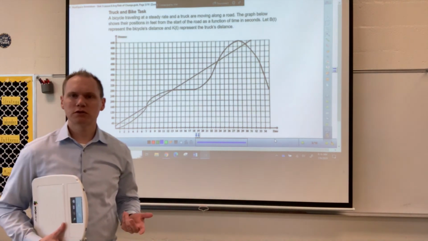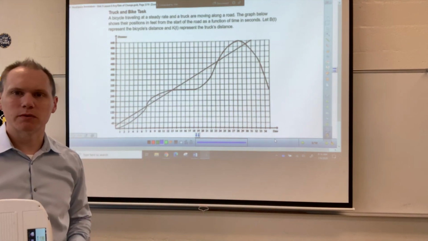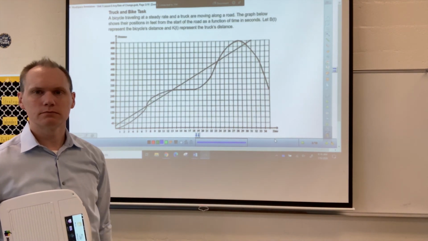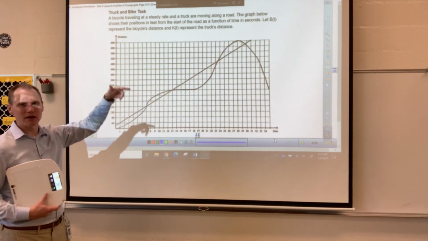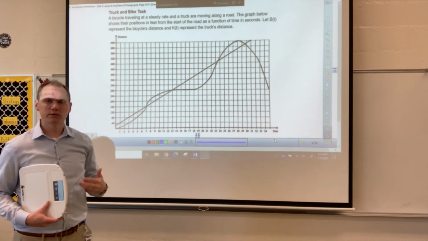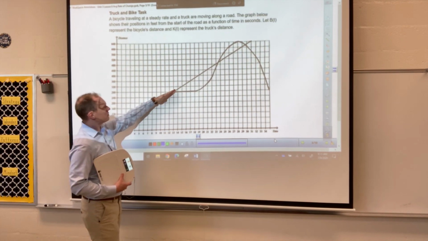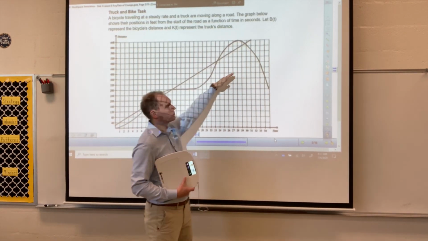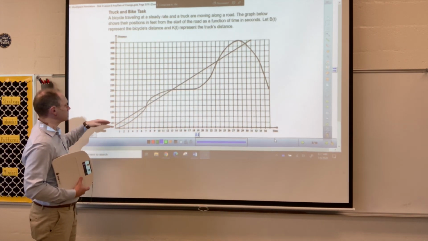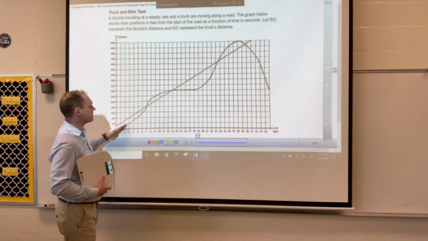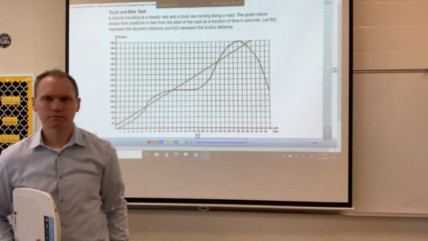So what I'd like for you to do for just a moment is think about which one of these represents the bike and which one represents the truck. So take a moment. Okay, so in the description up here, it says the bicycle is traveling at a steady rate or a constant rate. So as we talked about before, that's a linear function. So the bicycle is going to be represented by this straight line right here. So that is B of t. And then of course, that means the other one is the truck. So this is at a non-steady rate, this truck here, as it follows the path there. So that's K of t.